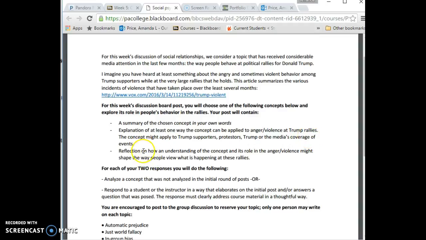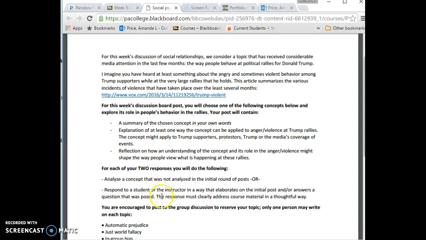And then finally, just a little bit of a reflection on how understanding this social psych concept might change or influence the way you interpret, I guess, the violence that's happening or the media's coverage of that violence. So that's going on in your post.